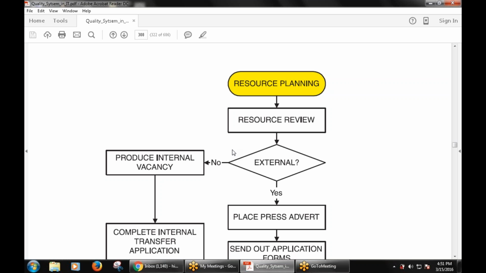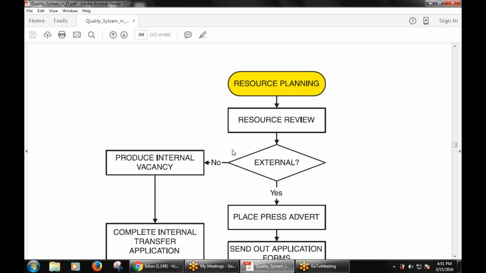If it is yes, then place the press advert and send out the application form. If it is no, then produce the internal vacancy, and then complete the internal transfer application.